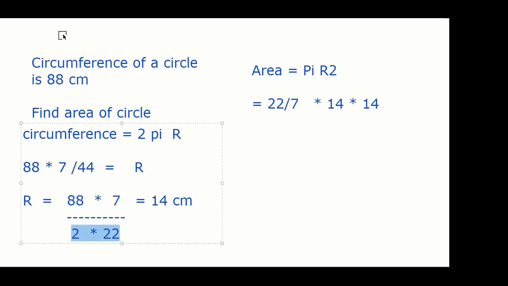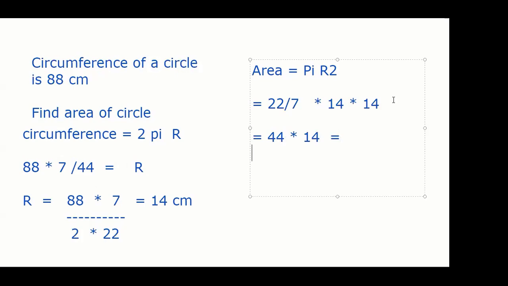Substitute in the pi r square. That's it. 22 by 7 into 14 into 14, which is nothing but 44 into 14. 14, 28, 56, 616. That's it. 616 centimeter square. It's a very oral question, kind of basic question of circle, how to do this.